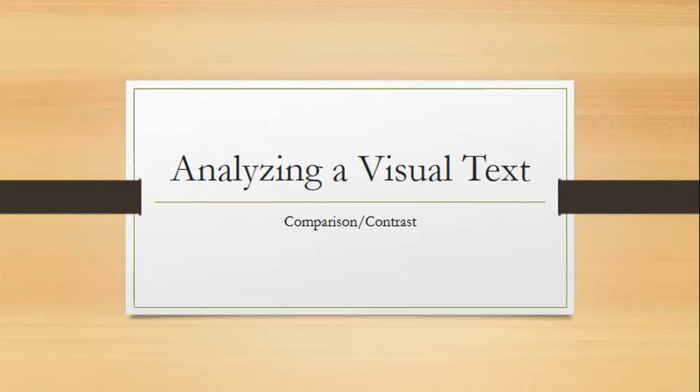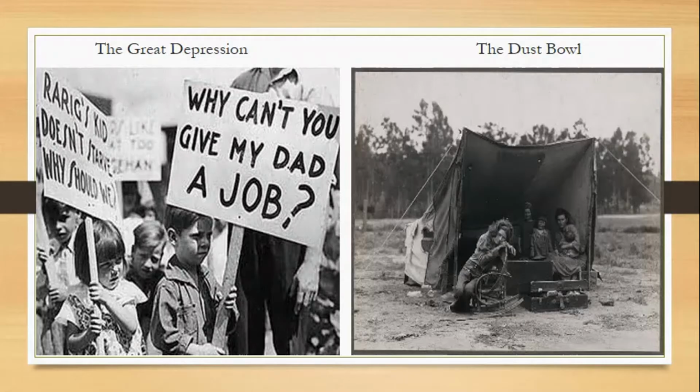Okay, today we are going to be analyzing a visual text, comparison and contrast. The lesson will be in 3 parts. This is part 1 with visual 1. And the lesson begins with 2 visual images, one from the Great Depression and one from the Dust Bowl.